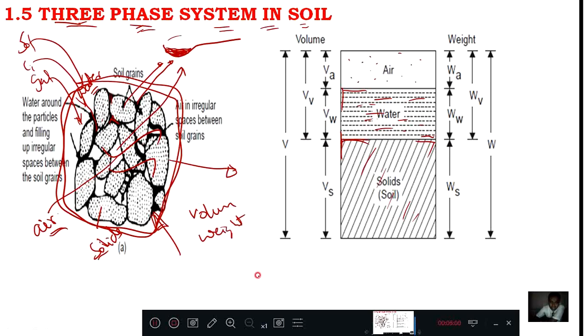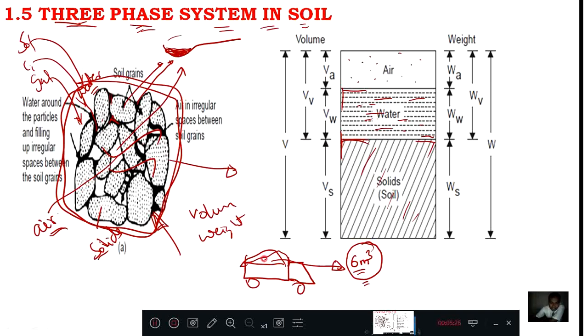For example, I say that I got one truck of soil. What is the meaning of one truck of soil? Okay, this is a truck and I got one truck of soil. What is the meaning of this? The meaning you can express in two different ways. You can say that it is a 6 meter cube of soil. This is a 6 meter cube of soil, which means you are expressing soil in terms of volume.